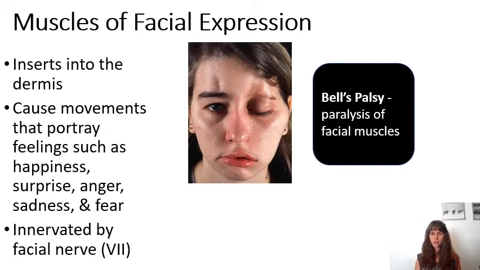Here we have a picture of a woman who is experiencing paralysis of facial muscles on one side of her face, which is known as Bell's palsy. Bell's palsy is a temporary type of facial paralysis that usually resolves fairly quickly and fairly completely. This is not true in all cases of Bell's palsy. However, it is true in many cases.